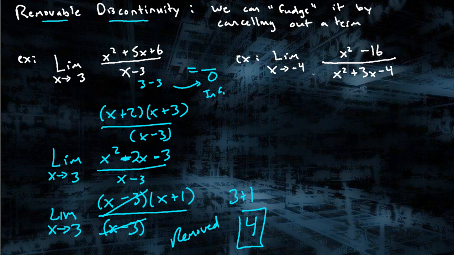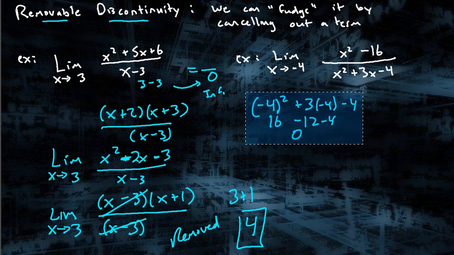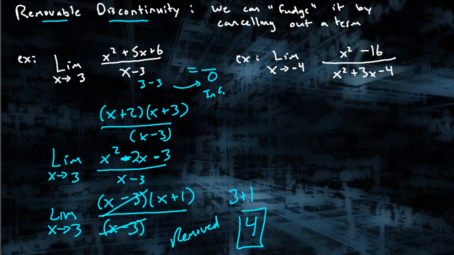Let's take a look at this example, and maybe we have a removable discontinuity on this one, and maybe we don't. Let's see. If I put in -4, do I even need to remove the discontinuity? Is there even one? If I put in -4 and I'm just looking at the denominator, that'd be 16 minus 12 minus 4, and yeah, I get a 0 right there, which means I'm going to have to try to cancel something in order to evaluate this limit.